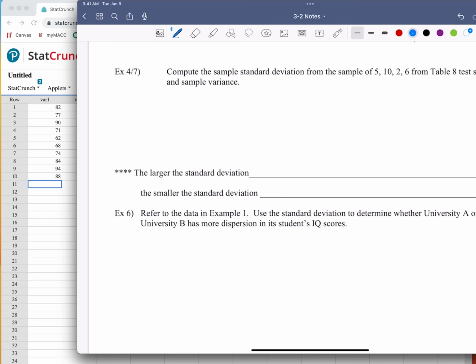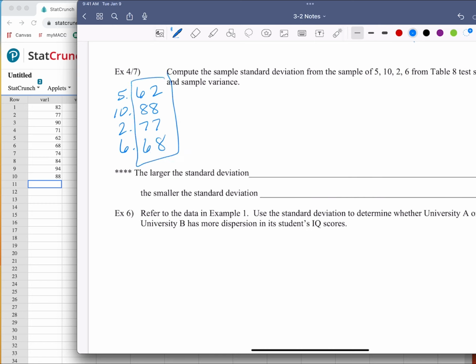So if I'm looking at just my sample values, 5, 10, 2, and 6, 5 is 62, because you can see that right there. 10 is what? I lost it. 88. 2 is 77. And 6 is 68.